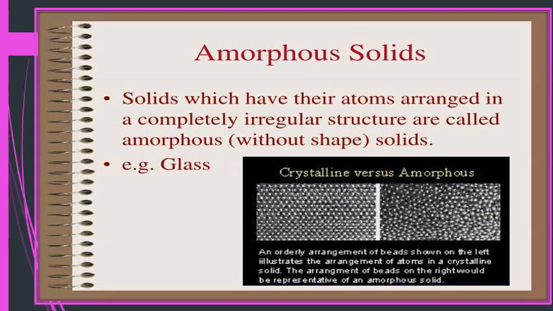Amorphous solids in detail. What are amorphous solids? Solids which have their atoms arranged in a completely irregular structure are called amorphous. Amorphous means without shape. It doesn't have a particular shape. An example of an amorphous solid is glass. An orderly arrangement of beads shown on the left illustrates the arrangement of atoms in a crystalline solid. The arrangement of beads on the right would be representative of an amorphous solid. It is randomly arranged.